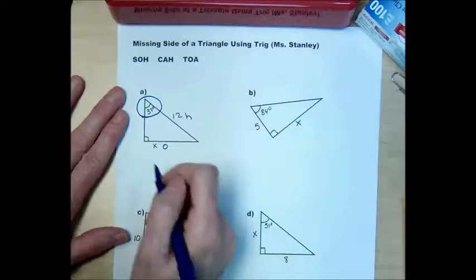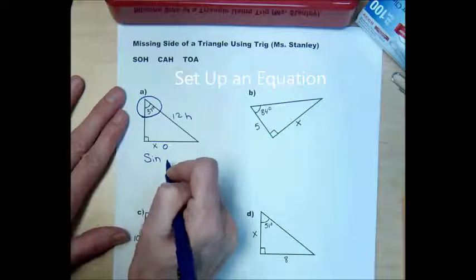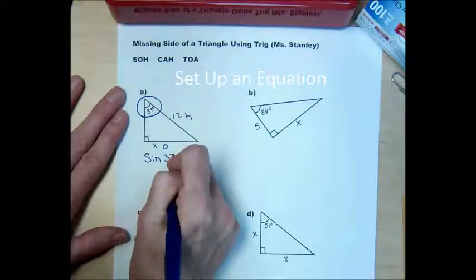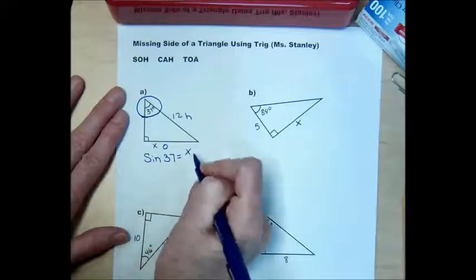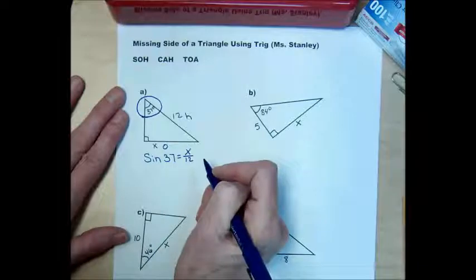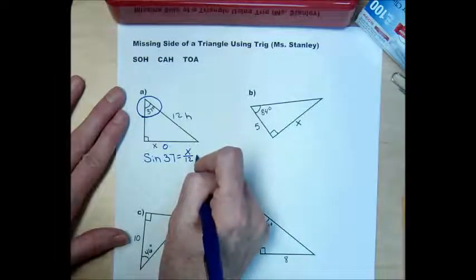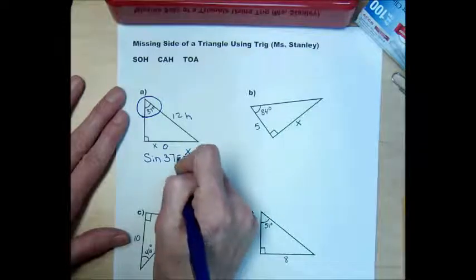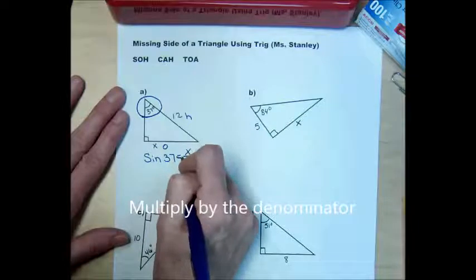So I'm going to set up an equation. So I know I'm using sine. The sine of 37 degrees equals the opposite, which is x, over the hypotenuse, which is 12. So I have an equation set up, and what I need to do, and I'm going to do every time, is I'm going to multiply by whatever the denominator is. In this case, it's 12. So I'm going to multiply both sides by 12.